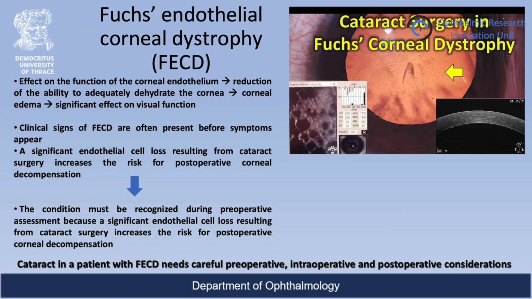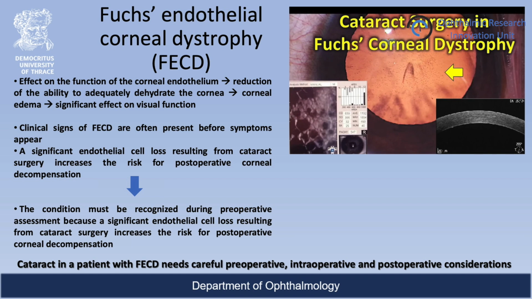Fuchs endothelial corneal dystrophy is a condition that affects the function of the corneal endothelium, resulting in a reduction of the ability to adequately dehydrate the cornea, ultimately leading to corneal edema, which can significantly affect visual function.